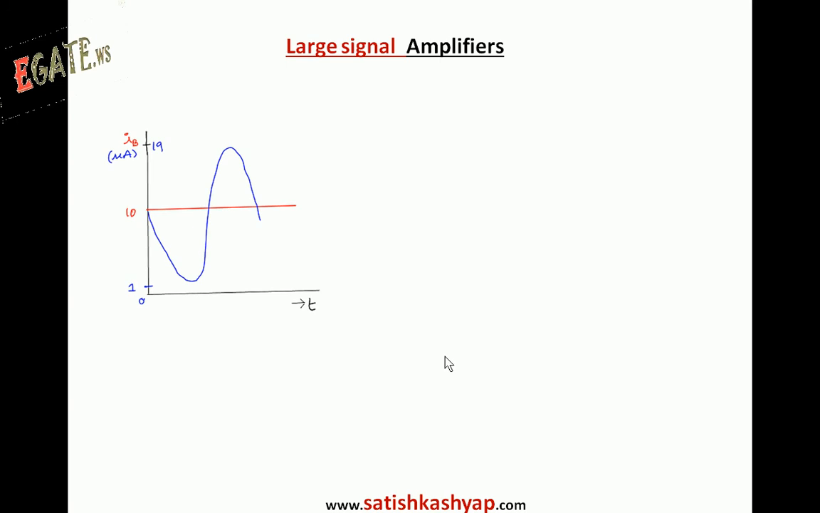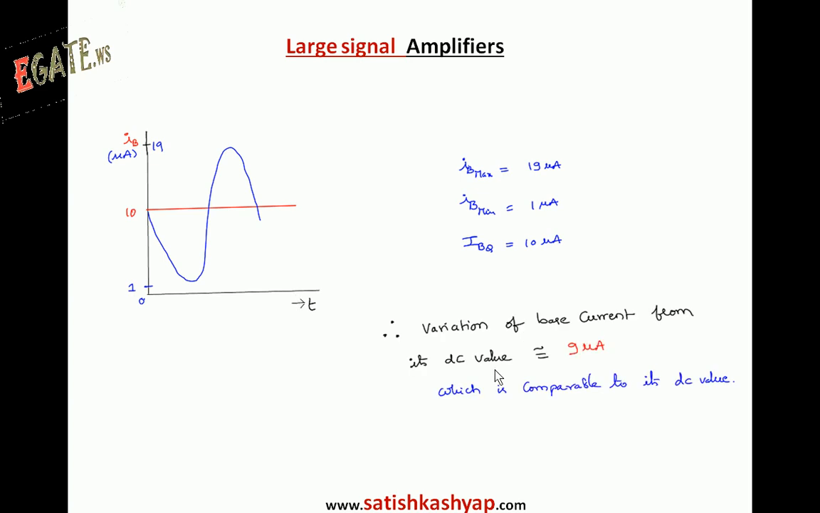Whereas if the variation is very large at the base, it looks like this. Now you see, the variation is very large from its DC value. By that time, the maximum excursion can go towards 19 microamperes, or the minimum excursion may go towards 1 microampere from its DC value of 10 microamperes. The variation of base current from its DC value is around 9 microamperes, which is very much comparable with its DC value. This type of amplifier is defined as a large signal amplifier, based on the excursion of base current from its DC value.